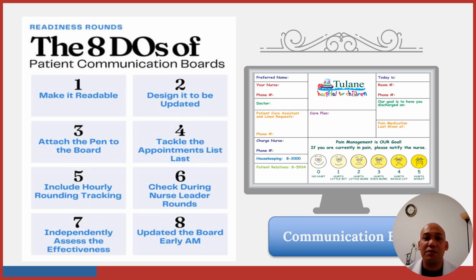Fourth is tackle the appropriate appointment list. Fifth is include early rounding tracking. Some hospitals have tracking boxes, a little box in the lower part of the whiteboard, to track their early rounding. Six is to check during nurse leader rounds. The nurse leader will check the board during the rounds, as well as put some notes to enhance or to show empathy to the patient. Seven is independently assess the effectiveness, and eight is to update the board early morning or every shift.